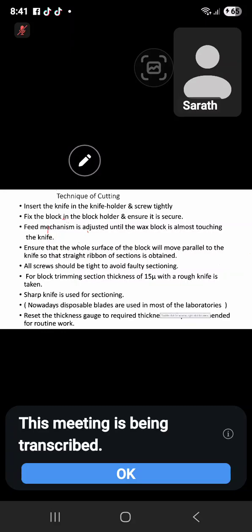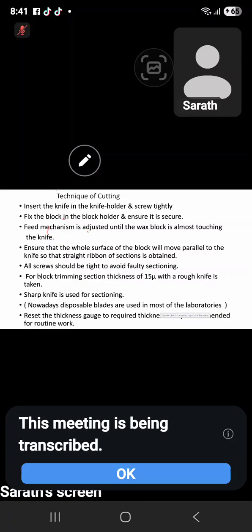The feed mechanism is adjusted until the wax block is almost touching the knife, very close to the knife. Ensure that the whole surface of the block will move parallel to the knife so that a straight ribbon of section is obtained. That means the angle of the section should be controlled. All screws should be tight to avoid faulty sectioning.